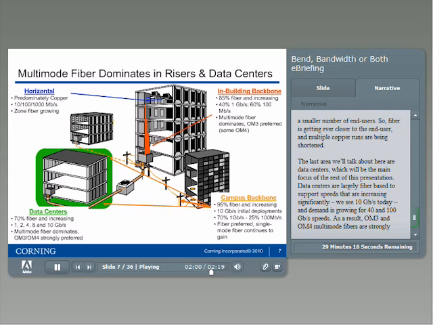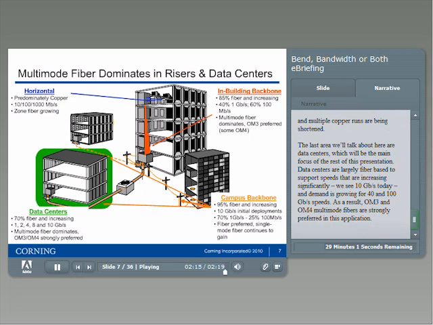The last area we'll talk about here are data centers, which will be the main focus of the rest of this presentation. Data centers are largely fiber-based to support speeds that are increasing significantly. We see 10 gigabits today, and demand is growing for 40 and 100 gigabit per second speeds. As a result, OM3 and OM4 multimode fibers are strongly preferred in this application.